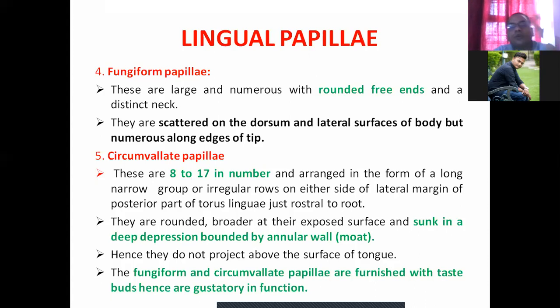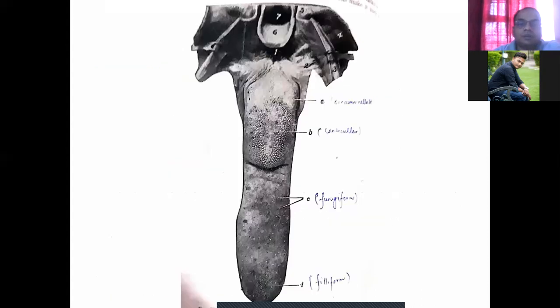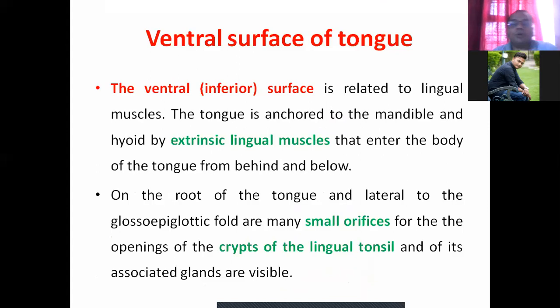So out of these five papillae, only fungiform and circumvallate papillae have the taste bud. The remaining are all mechanical in function, and these two are gustatory in function. Is it clear? Now, what about the ventral surface of the tongue?